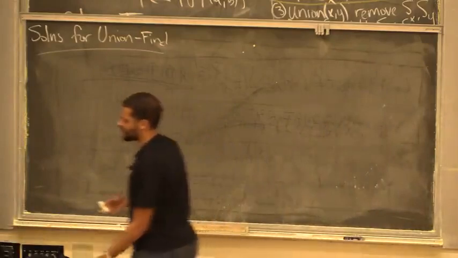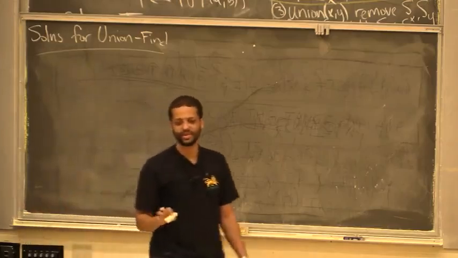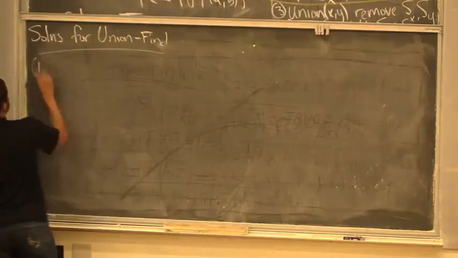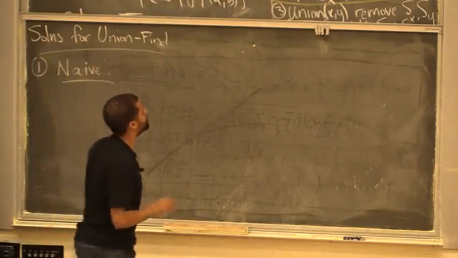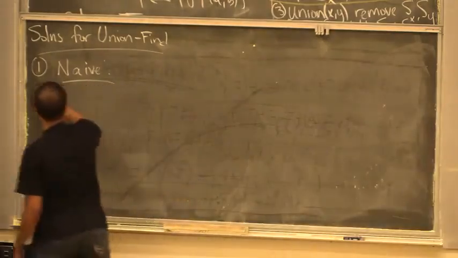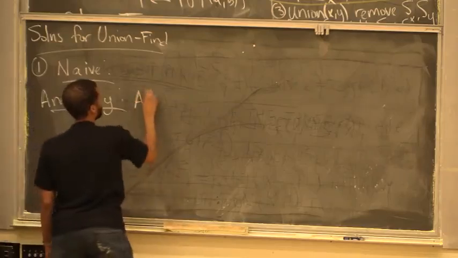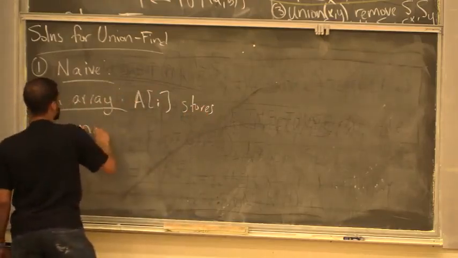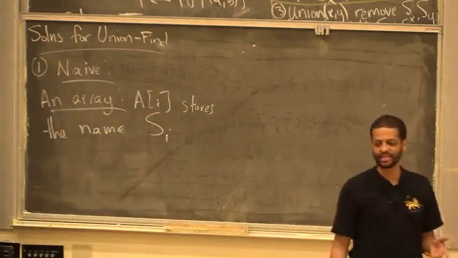So I always like to consider what's the most naive solution that doesn't require me to think a lot. Okay. So let's say, really naive, is, let's say, an array where A[i] stores the name of the set containing i. And what is that name going to be? As long as it's consistent, it doesn't matter.